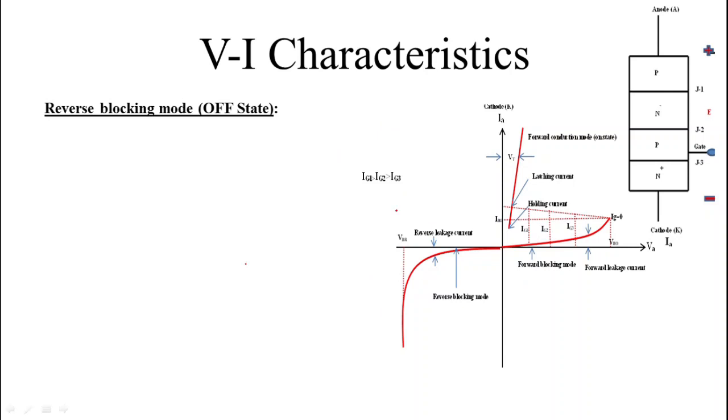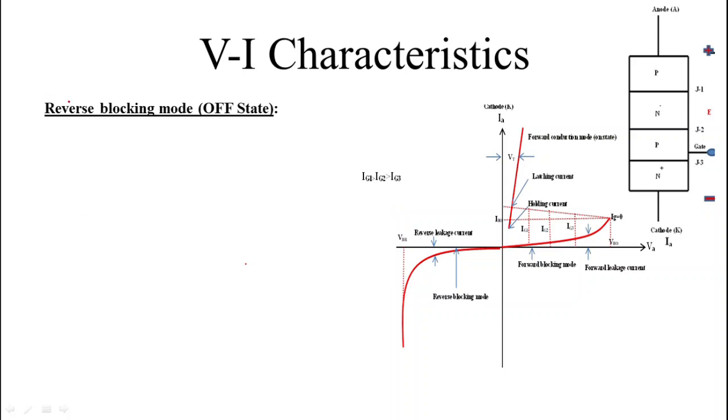We will study the VI characteristic of thyristor in 3 modes. First is reverse blocking mode, second is forward blocking mode and third is forward conduction mode. First we will start with reverse blocking mode. The name of this mode explains all about this mode.